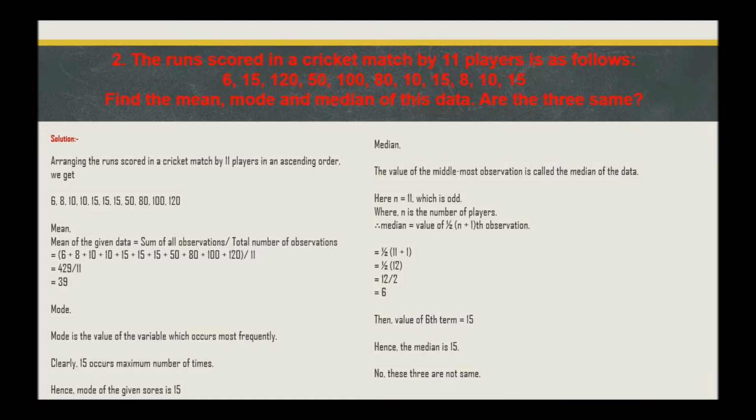Median. The value of the middlemost observation is called the median of the data. Here n is 11, that is odd, where n is the number of players. So median equals the value of the (n plus 1) by 2 th observation. So (11 plus 1) is 12, 12 divided by 2 is 6. Then the value of the sixth term is 15. Hence the median is 15. No, these three are not the same.